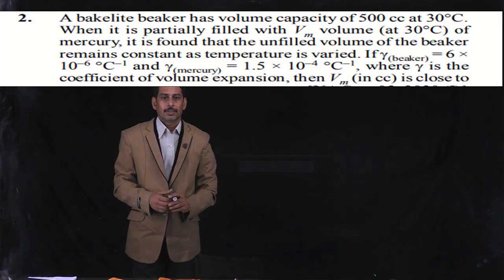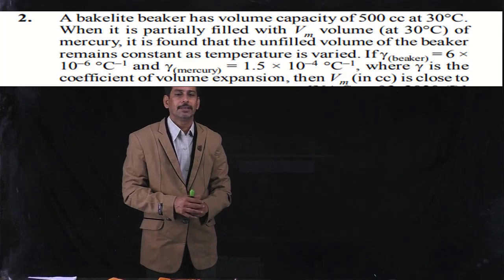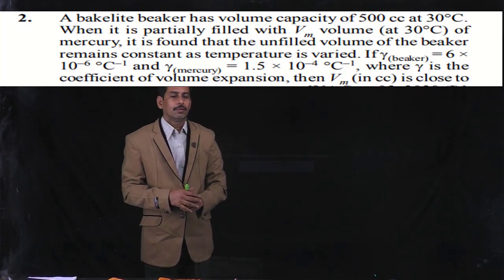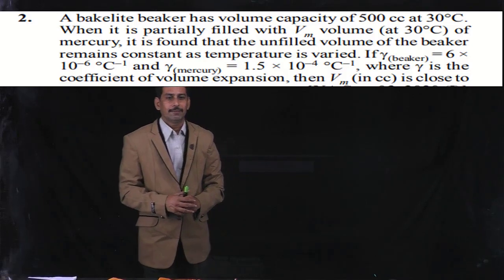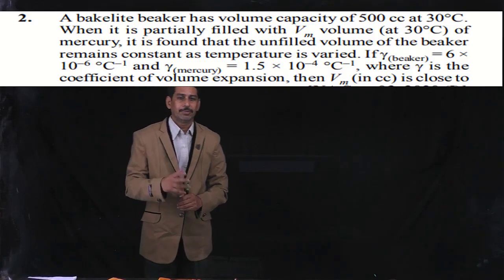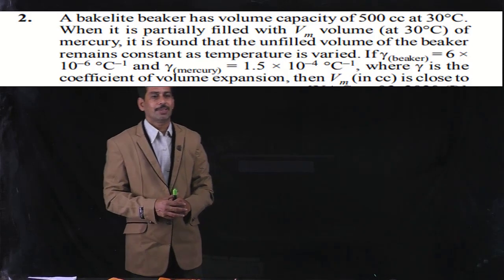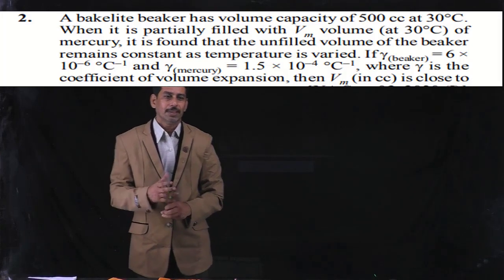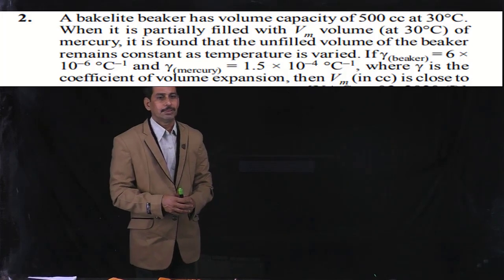Problem. A Pyrex beaker has a volume capacity of 500 cc at a temperature of 30 degrees centigrade. When it is partially filled with mercury at 30 degrees centigrade, it is found that the unfilled volume of the beaker remains constant as the temperature is varied. The gamma of the beaker is given as 6 into 10 power minus 6 per degree centigrade, and the gamma of mercury is given as 1.5 into 10 power minus 4. Then we are asked the volume of mercury in cc.